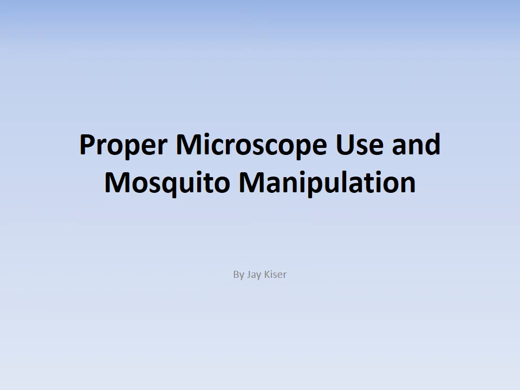So this presentation is split in two parts. The first part is proper microscope usage and mosquito manipulation. The next part is going to be on a dichotomous key and how to use a dichotomous key. I would suggest with this part you sit at your desk with your microscope in front of you, and I'm going to teach you how to adjust your microscope so that you're properly using it.